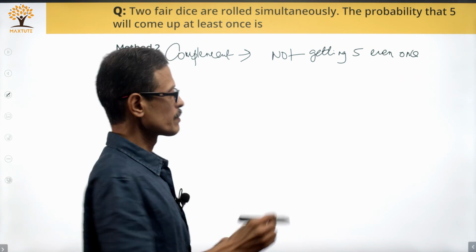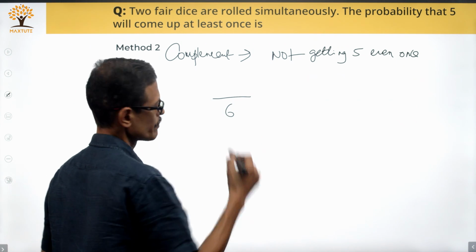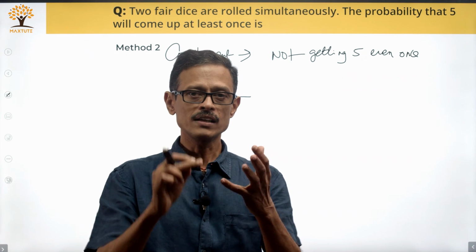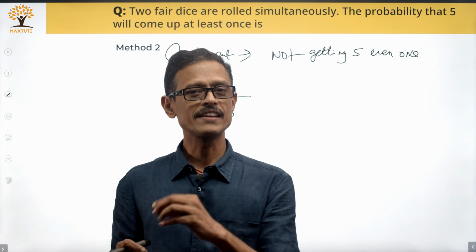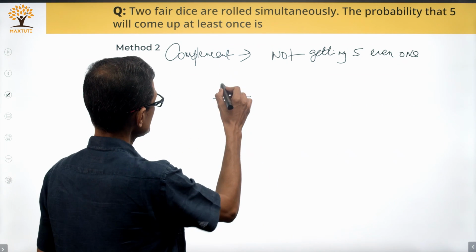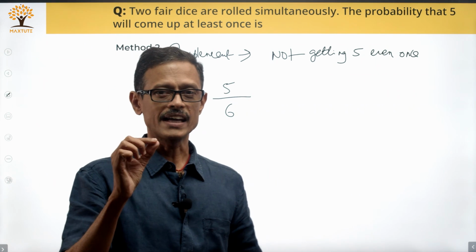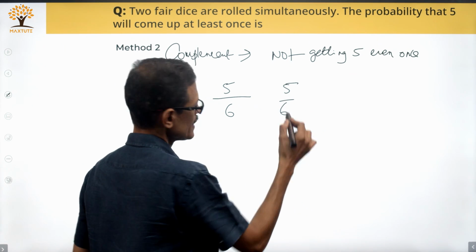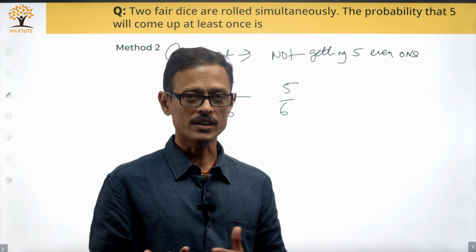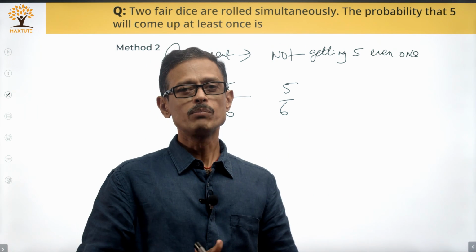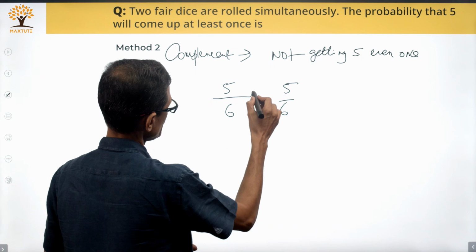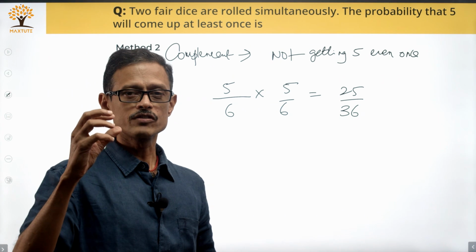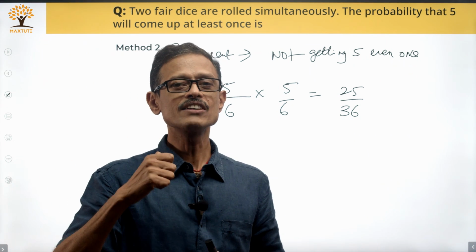The number of outcomes possible when a die is rolled once is 6. The number of favorable outcomes, where you get a number other than 5, is 1, 2, 3, 4 and 6. There are 5 possibilities where you will get a number other than 5. So, 5/6 is the probability that the first die will show a number which is not a 5. Similarly, 5/6 is the probability that the second die will also show a number which is not a 5. So, the probability that both dice show a number which is not a 5 is 5/6 times 5/6, which is equal to 25/36. This is the probability of the complement, the event of not getting even a single 5.